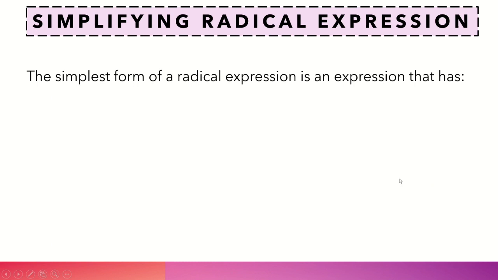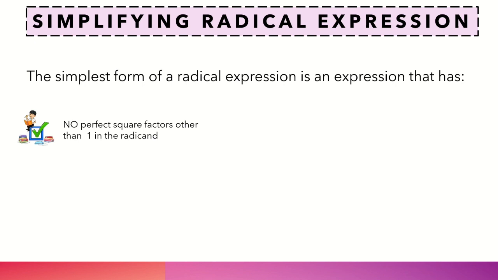In my previous video, I already discussed how to simplify radical expressions. Radical expressions are in simplest form if it has the following conditions. Number 1, no perfect square factors other than 1 in the radicand. Let's say we have square root of 50. Square root of 50 is not in simplest form or not yet simplified.